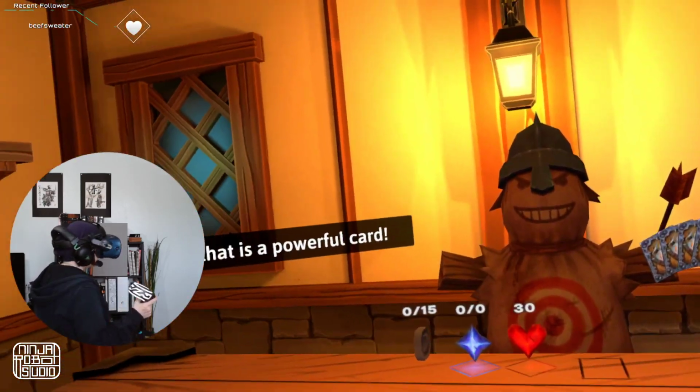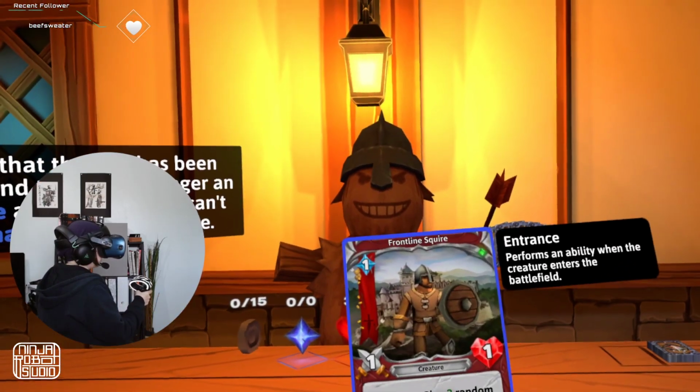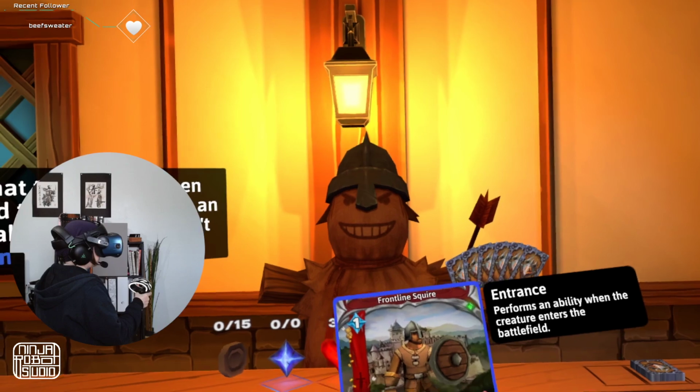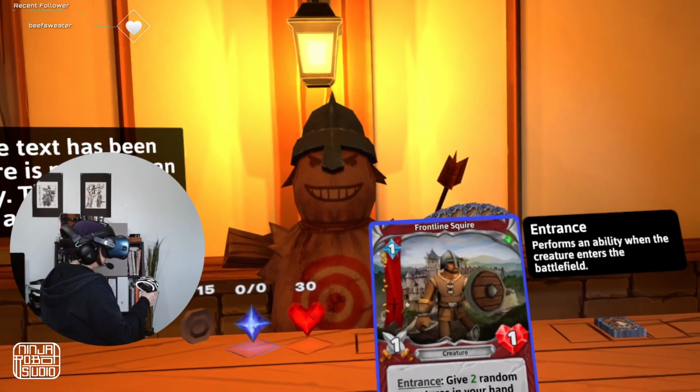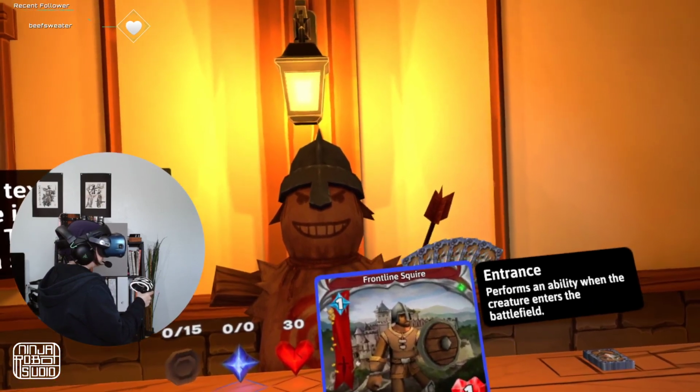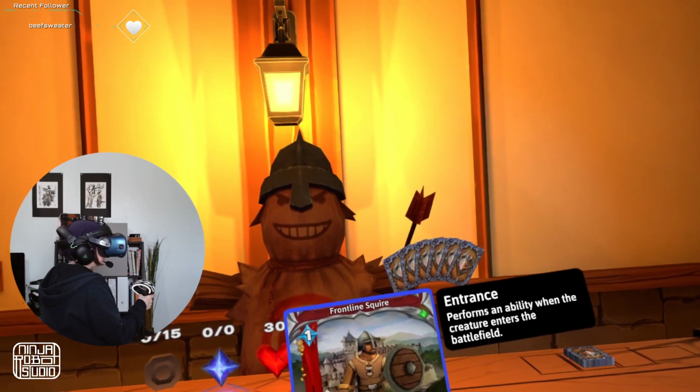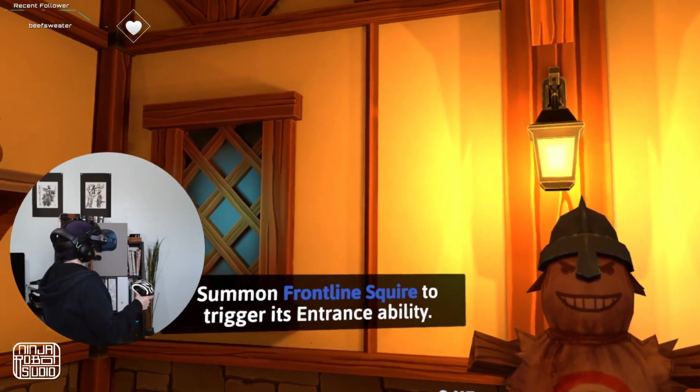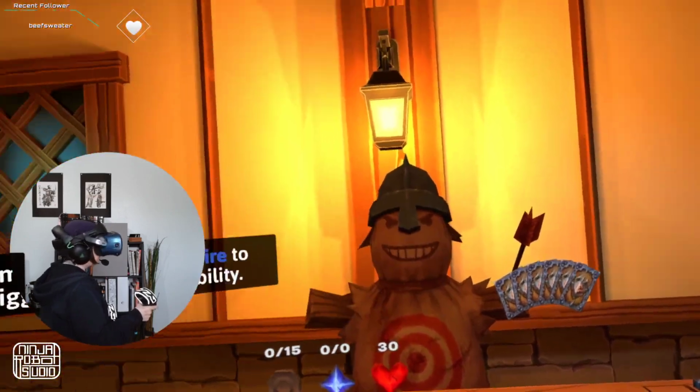Now that's a powerful card. Notice that the text has been altered and there is no longer an enhance ability. This card can't be enhanced a second time. Summon Frontline Squire to trigger its entrance ability.